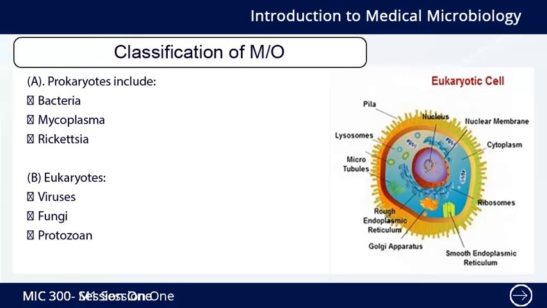Classification of microorganisms. Prokaryote microorganisms include bacteria, mycoplasma, rickettsia. Eukaryote microorganisms include viruses, fungi, protozoa.